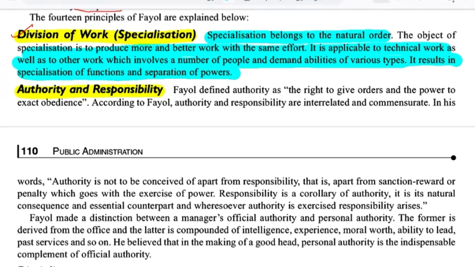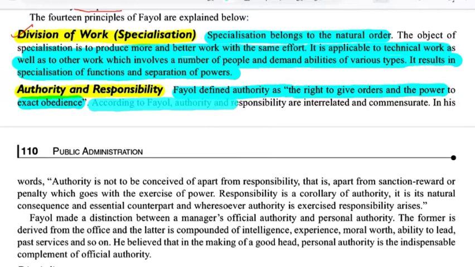Please make a note that if there is authority, then there must be a responsibility. Otherwise, the future of that organization will be in trouble in the absence of any one of them. Henri Fayol defined authority as a right to give orders and power to exact obedience. According to Fayol, authority and responsibility are interrelated and commensurate.